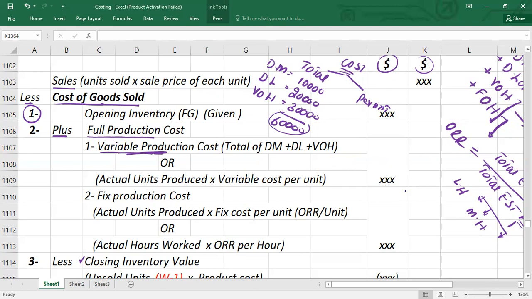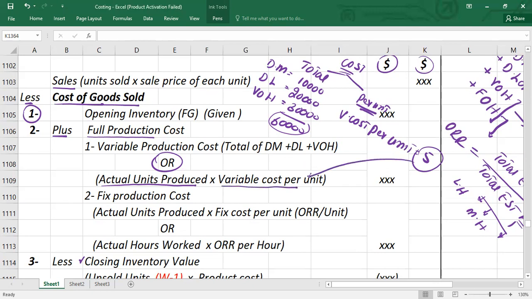But sometimes he might give you, I'm going to explain the second scenario now, data in per unit terms. So maybe he can tell you in simple words, variable production cost per unit. For example, per unit variable production cost is $5. So if this is the scenario, how will you calculate the variable cost? We need actual units produced times variable cost per unit. Variable cost per unit is this 5, and actual units produced he will tell you in the question. Once you multiply, you will again get the variable cost. Now let's move to the fixed cost.